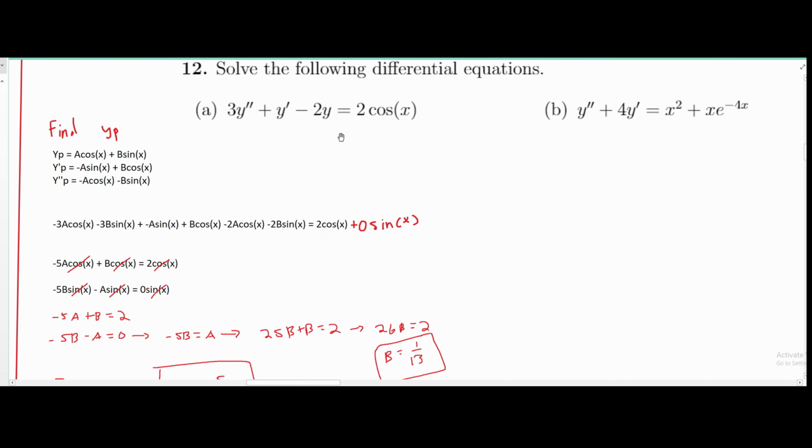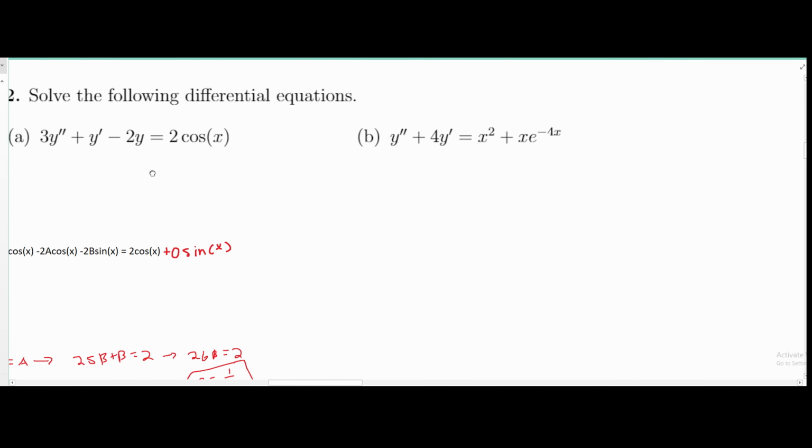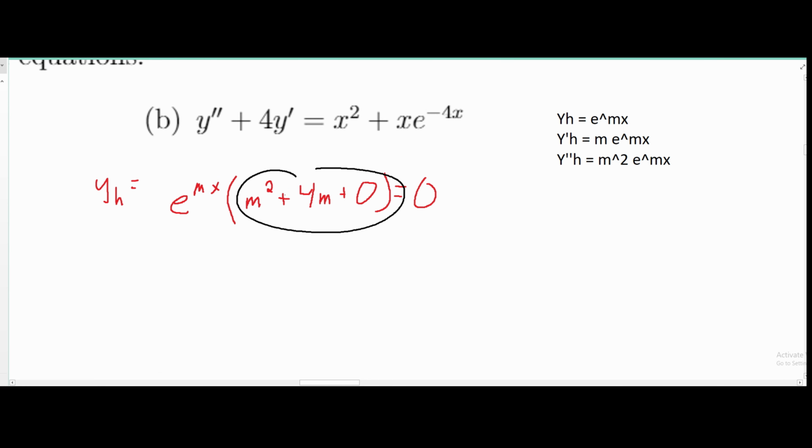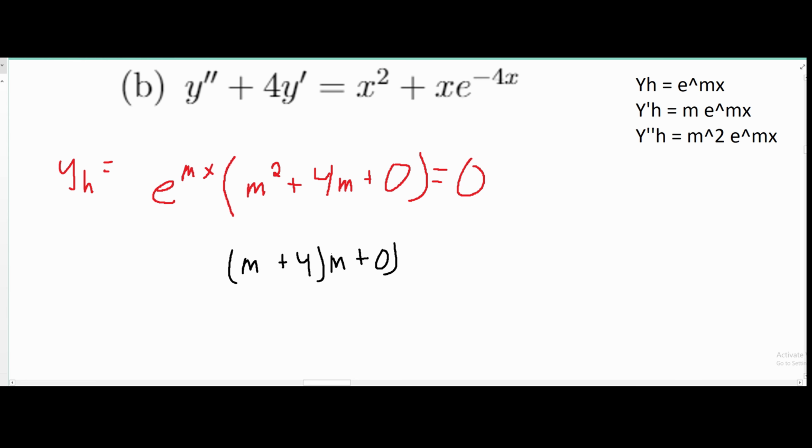For part A, we found yp first, but for part B, we're going to find yh first. To do this, we're going to plug these into our left side. So we need to find m. We can see that our m values are m plus 4 and m plus 0. Doing this, you get m squared plus 4m plus 0m, which equals this. So that means your yh is equal to c1 e^(-4x) plus c2.